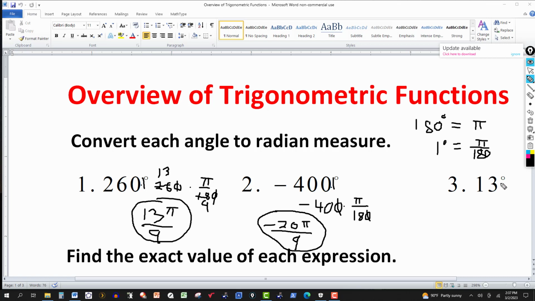This one over here, in the same way, it would be 13 times 1 degree. Replace the 1 degree by pi over 180. And this one we can't reduce, so we leave it in that form.